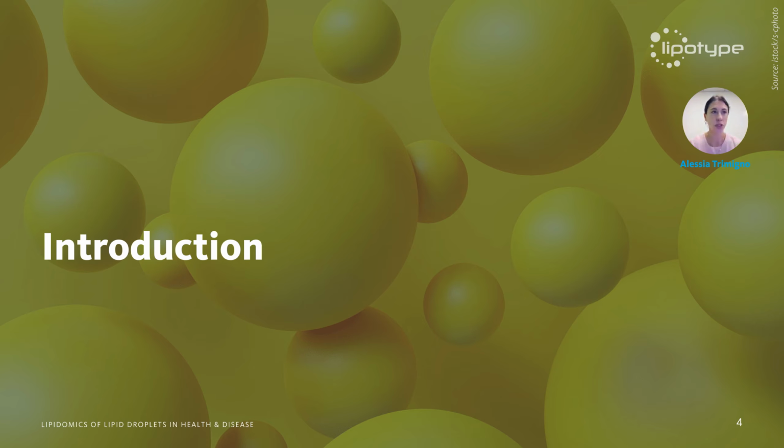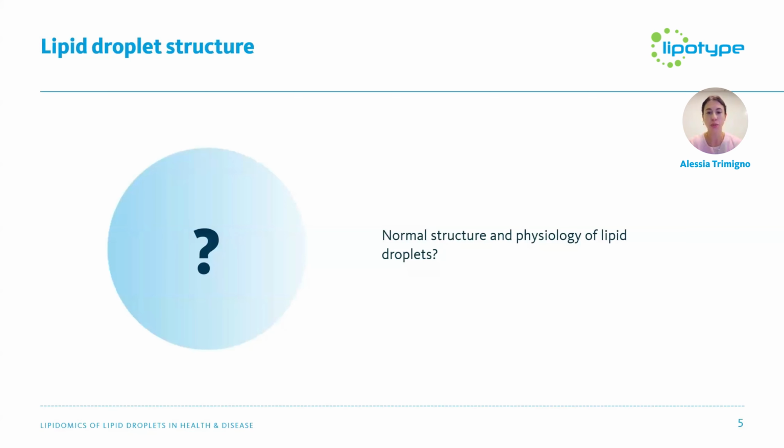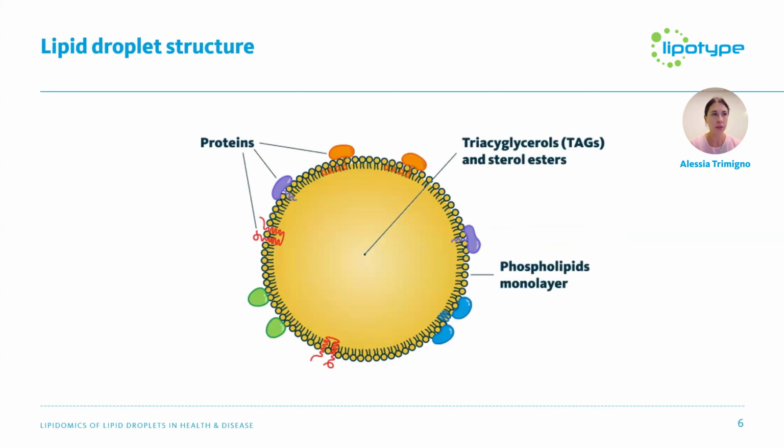We'll start with the introduction. We'll see what a lipid droplet is, and what its normal structure and physiology are. A lipid droplet is a highly dynamic organelle that is essential for the regulation of lipid metabolism, storage, and transport. It's a specialized cell compartment that stores lipids and is especially useful for buffering toxic lipids and preventing, for example, peroxidation, so the peroxidized lipids can be stored. It consists, as you can see from this figure, of a phospholipid monolayer, which has some specialized proteins embedded in it. And then there's a core of triacylglycerols and steryl esters.